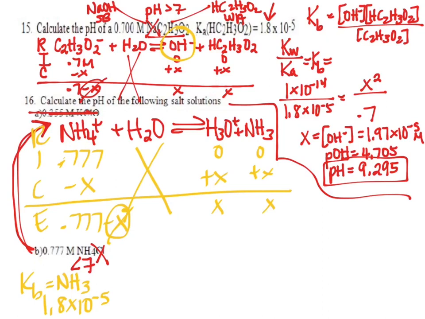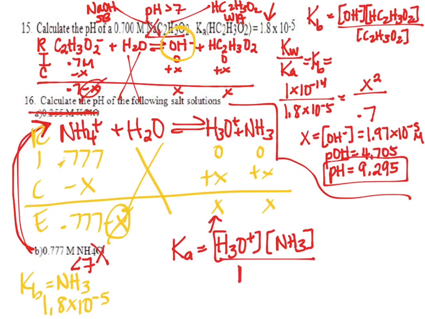All right, so for Ka, we are dealing with an acid, H3O plus. So Ka is equal to H3O plus times NH3 over NH4 plus. Do we have to write that out? You don't have to, unless I ask you to. I just do it to know where I'm at.